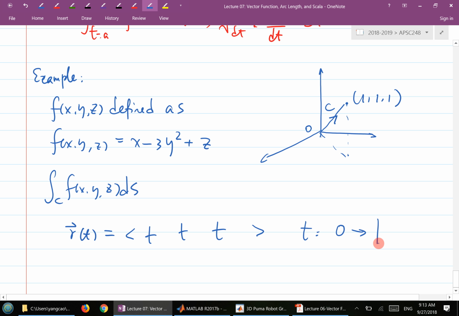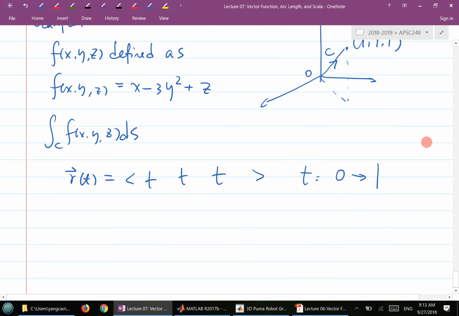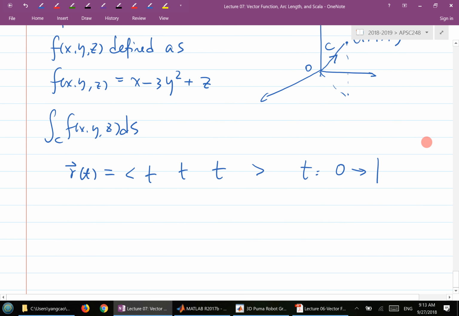As I said, some students may choose a different parametric equation. You may choose 2t, 2t, 2t. Then your t will go from 0 to 1/2, right? That's crucial, because the range of the t decides the calculation.